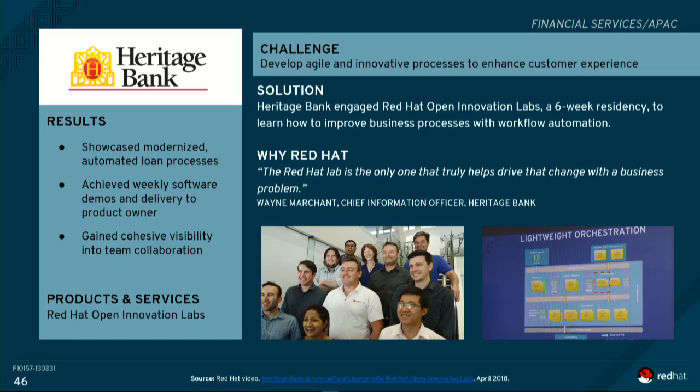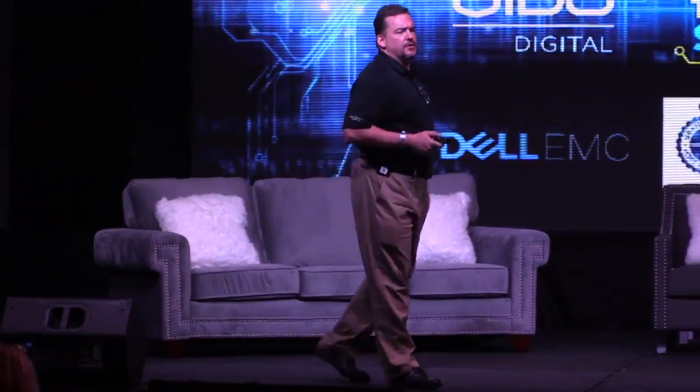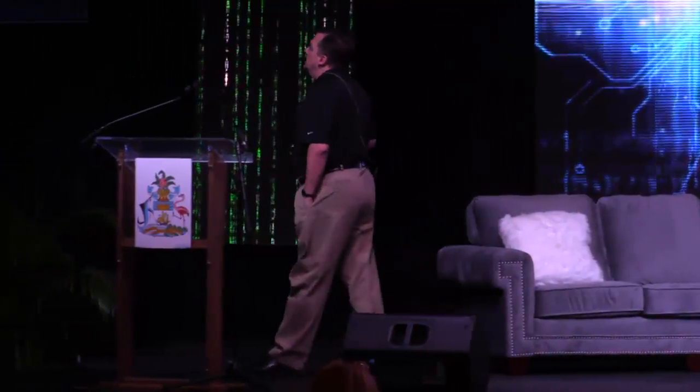Heritage Bank is another financial services environment. They engaged our Open Innovation Lab, where they actually came on site to a Red Hat facility for 6 weeks, turned off the phones, turned off instant messengers, sat down and said, here's what we have to do, and we don't know how to do it. They sat down with our developers and our consultants over a 6-week plan, came up with an entire application suite to help make their organization more agile. That's what open source is all about. That's what that rapid iteration is all about. And the success of the experiment has pushed us to go full steam with Red Hat, according to the Chief Information Officer of Heritage Bank.